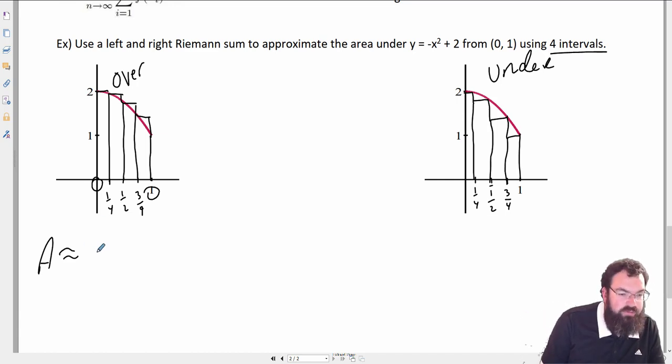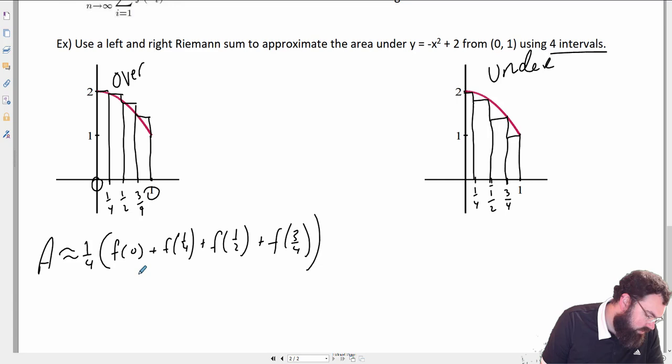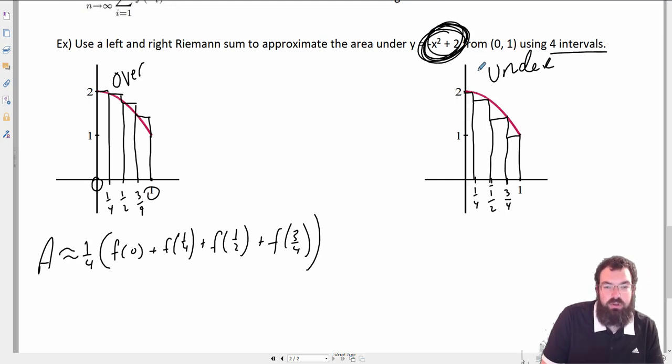And so this one here is going to be f of 0 times a quarter. So we'll do it this way. So 1/4 is the width of each times f of 0, plus f of 1/4, plus f of 1/2, plus f of 3/4. All right. Basically, I'm going to use a calculator to plug these numbers in. Remember, this is our f of x, our f function, our y equals, and so I'm going to plug that in. A couple different ways we can do that.